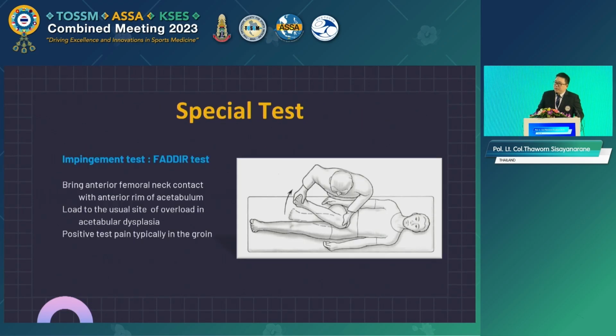Okay. The special test is composed of 2 tests, which are the impingement test and the apprehension test. The first, the impingement test, is also known as the FADIR test. We can examine in the supine position, flex the hip and knee to 90 degrees, plus internal rotation. If the test is positive, it will make the patient feel groin pain.